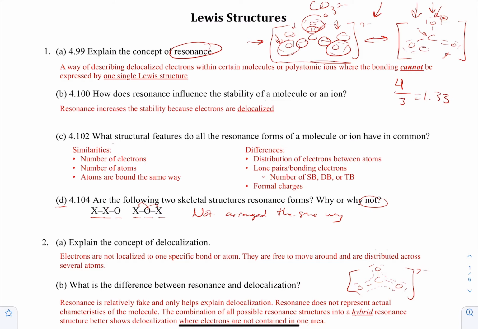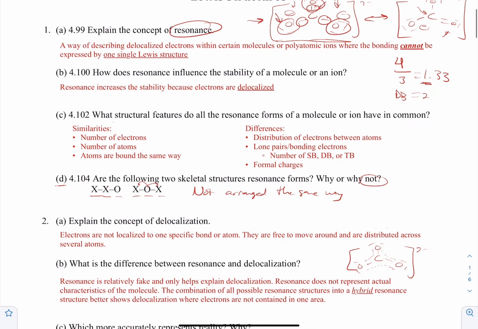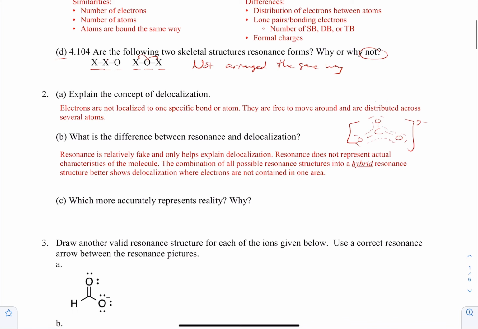What does that mean? That means it's stronger than a single bond, but weaker than a double bond. A double bond would be a bond order of 2. But because we have this extra electron density and we're spreading it throughout, it's like each bond is slightly stronger because of that extra electron density, okay? So it doesn't actually represent actual characteristics of the molecule. It's just kind of how we use it in our human minds to comprehend this kind of stuff.